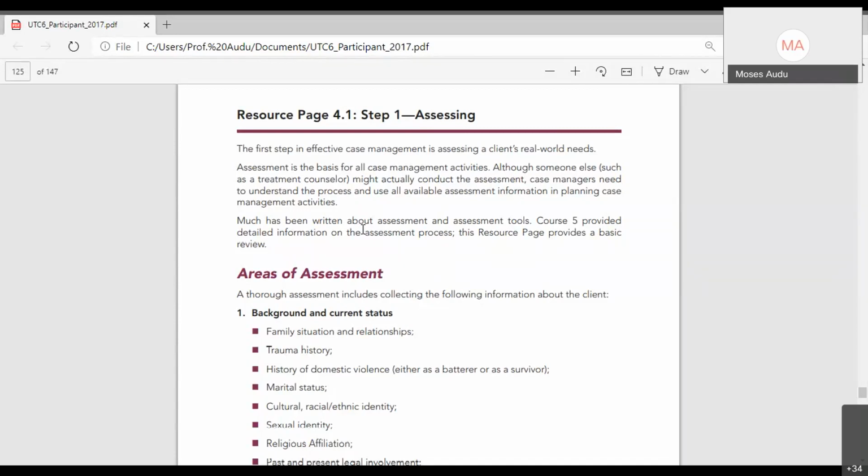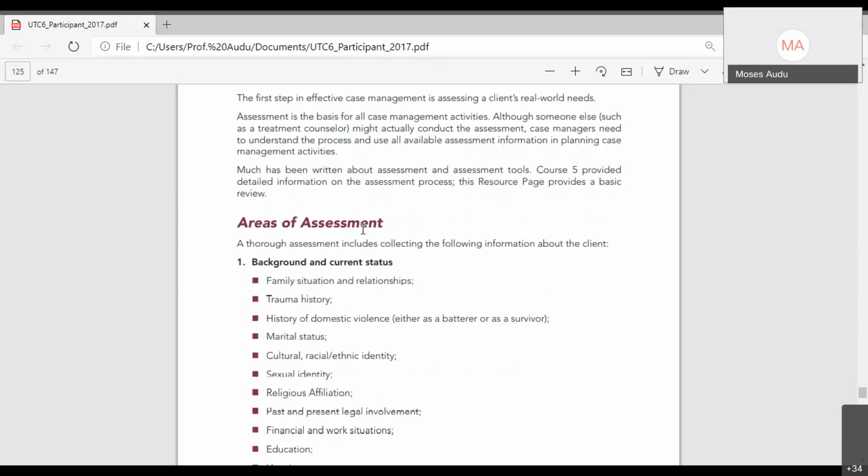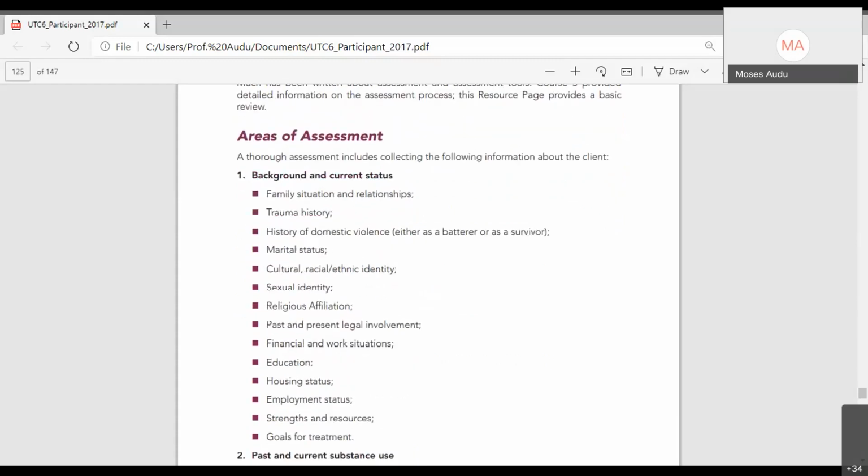So we're going for the steps now, the steps of our case management. We're starting with 4.1, which has to do with assessment. We've done assessment, so we're not going to spend too much time on this. We're just going to run through it and then go to the next one. For you to do case management, you must be able to assess your client, and we dealt with assessment, as I said, in course 5. You can see here the areas in which assessment is done, the background and current status.